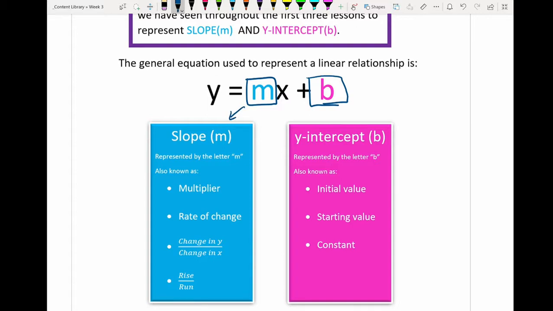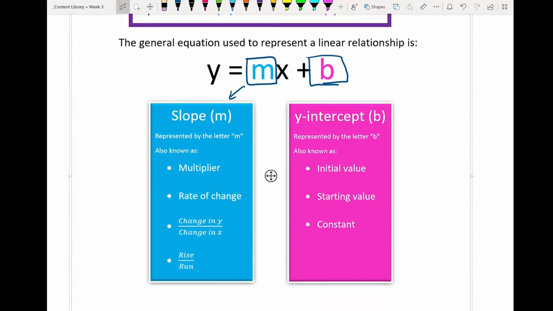The m value, remember, is our slope, represented by the letter m. We also know it as multiplier, rate of change, change in y over change in x, rise over run. You may see the change in y over the change in x sometimes depicted as triangle y over triangle x. The triangle is just representing the Greek letter delta, so you might hear or see it as delta y over delta x. That means the same thing, change in y over change in x.